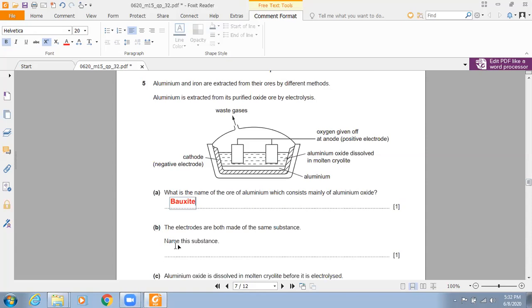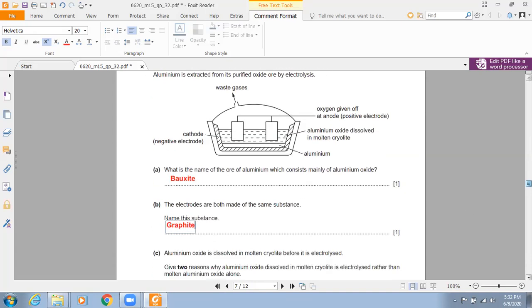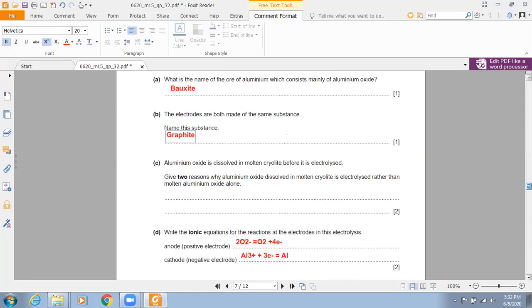We have around 10 minutes left for today's class. So let us see how many questions we can discuss. Name this substance. So this is graphite, right? Okay. Next one, aluminum oxide is dissolved in molten cryolite.